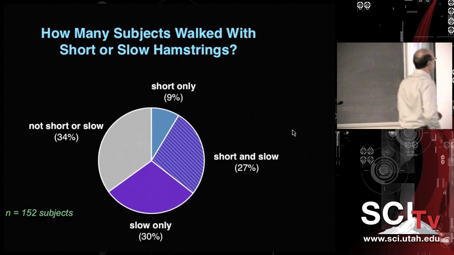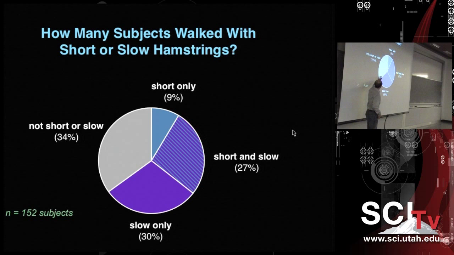So how many of the subjects walk with short or slow hamstrings? About a third were normal length, normal speed, and they were all candidates for hamstring surgery. About a third had short hamstrings, so short or short and slow. Almost all of the ones that were short also lengthened more slowly than normal. And about a third had normal length, but they stretched at a slower lengthening speed.